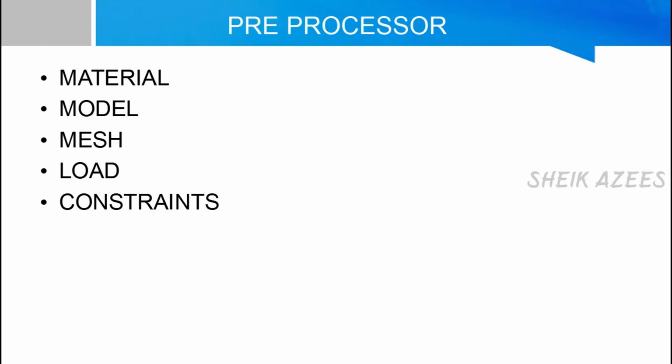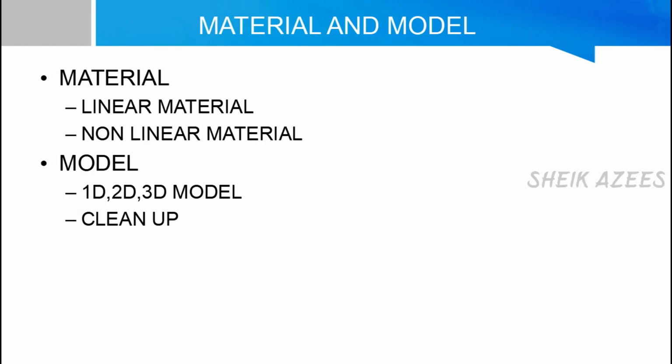So first of all, we go for the pre-processor. In the pre-processor, there are material, model, mesh, load, and constraints. These five are major in the pre-processor. In material, we know about linear and non-linear material. In model, the 3D model, meshing, load, everything. So first we see material and model.